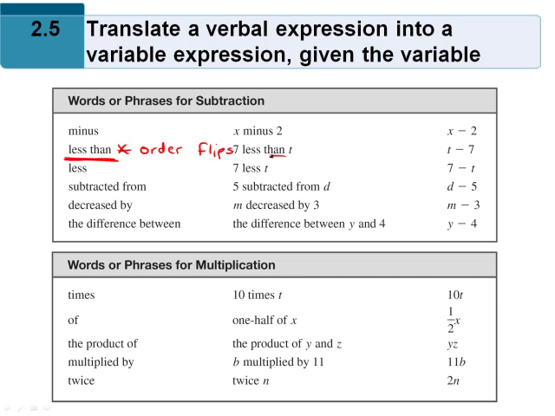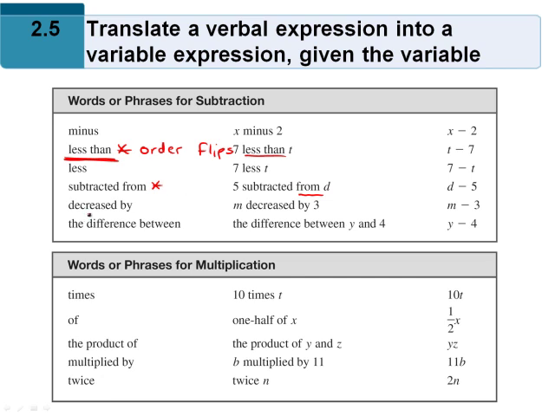So whenever you see less than, whatever's right in front of those two words goes to the end and you subtract it. Now, if it's just less, that's a different setup. 7 less t goes right in order. 7 minus t, because you want 7 with the t taken away, less the t, okay? Now, subtracted from also flips. 5 subtracted from d. If you want to subtract it from the d, the d has to go first. So once again, this is another one where the order flips, okay?